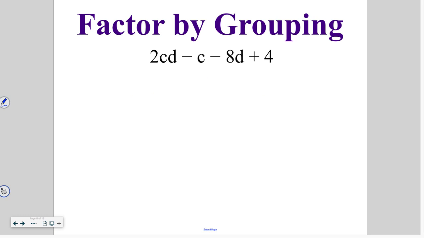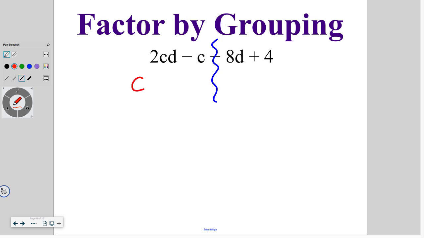Doing another example of this, we're going to split it down the middle. And first, I am looking at the first 2. So I've got 2CD minus C. The only thing that they have in common is the letter C. So I'm not pulling out any numbers, so I still have 2. I took out the C, and I have a D.